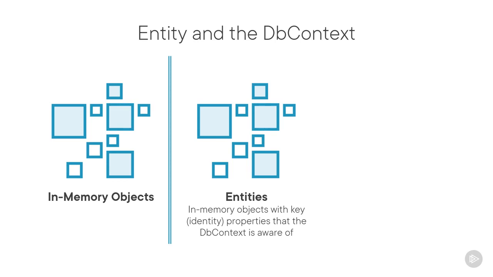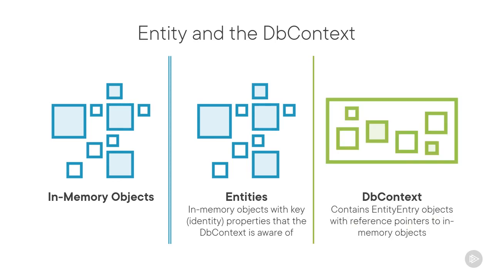Recall the author has one called ID, and the book has one called book ID. That identity property is pretty important for storing data in the database so that you can identify one from another. And terminology is important. So when I'm talking about an entity, I'm talking about an in-memory object with a key that the DB context change tracker is aware of. The DB context isn't literally managing your domain objects like the authors and books. It just takes a look at them and puts relevant info into those entity entry objects.